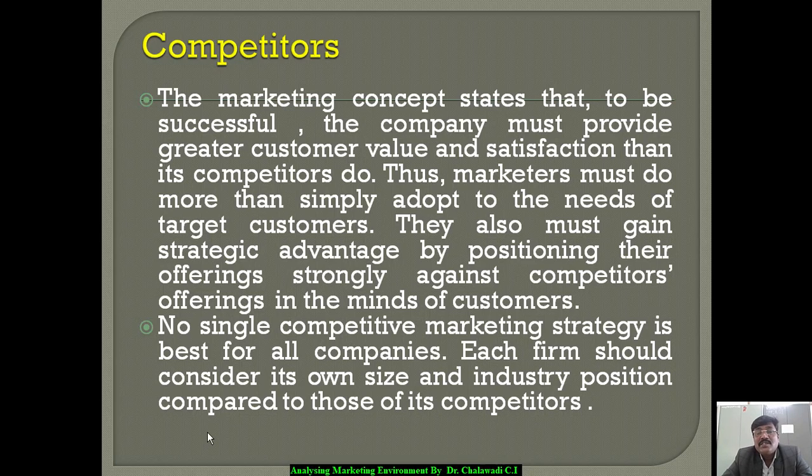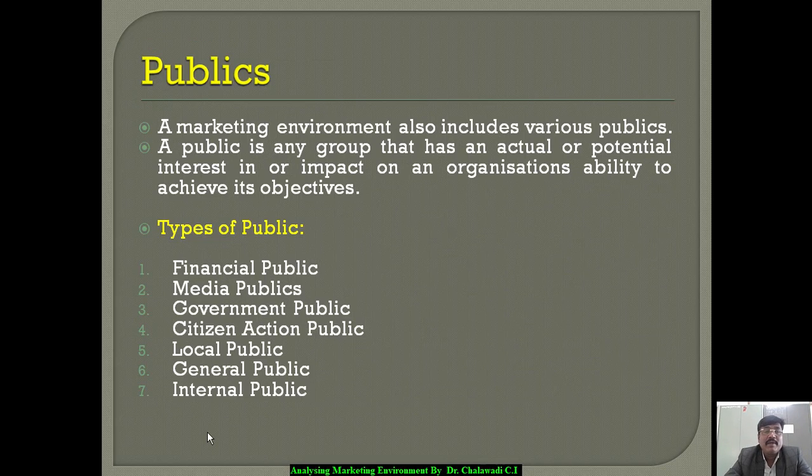So that's why no single competitive market strategy is best for all companies. Each firm should consider its own size and industry position compared to those of the competitors, right? So that's why competitor is also one of the influencing forces on the micro environment, right? Public is a very important thing. Public is also one of the influencing forces on the marketing environment, right?